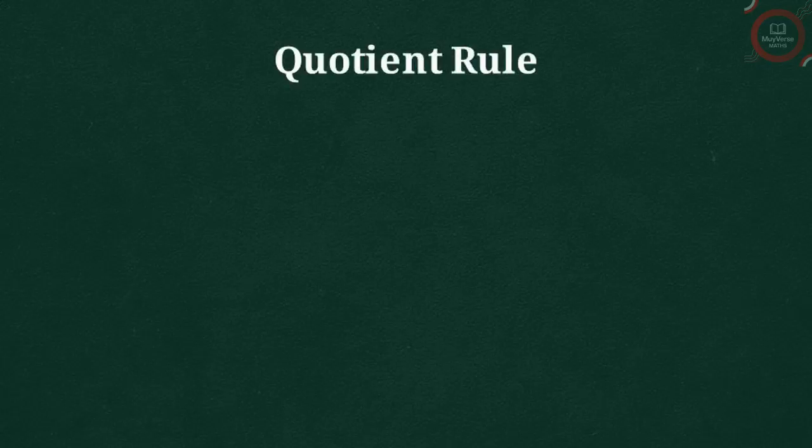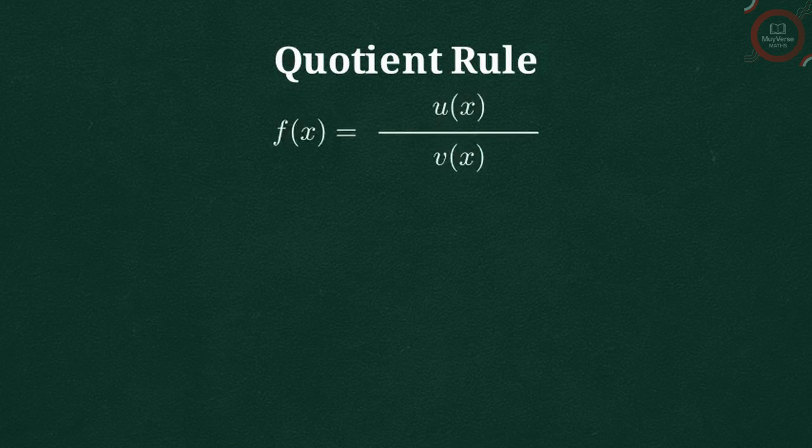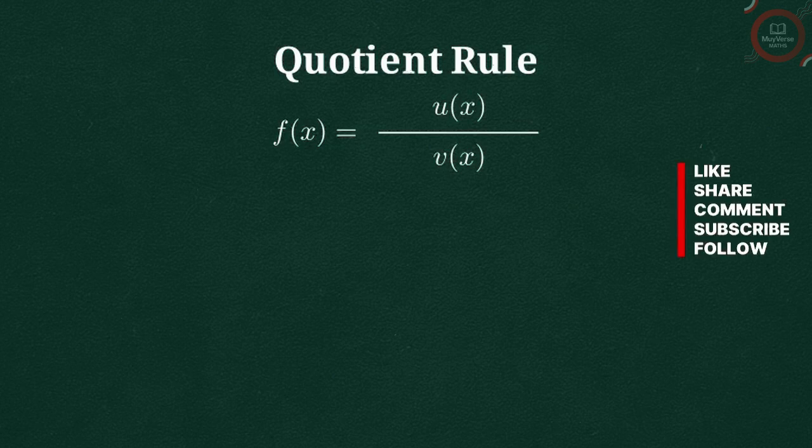Next, we will show a clean fraction layout, then use it to introduce the quotient rule for derivatives. First, write the function as a clear fraction. We will use u of x over v of x. The quotient rule handles division. It tells us how to differentiate u of x divided by v of x. Here is the full formula.